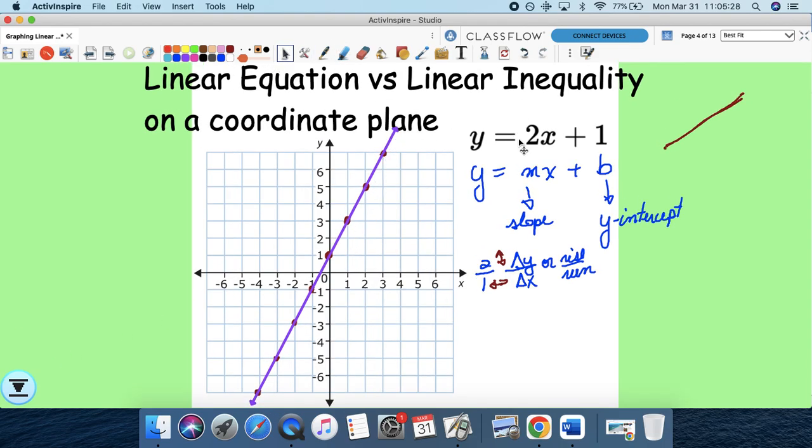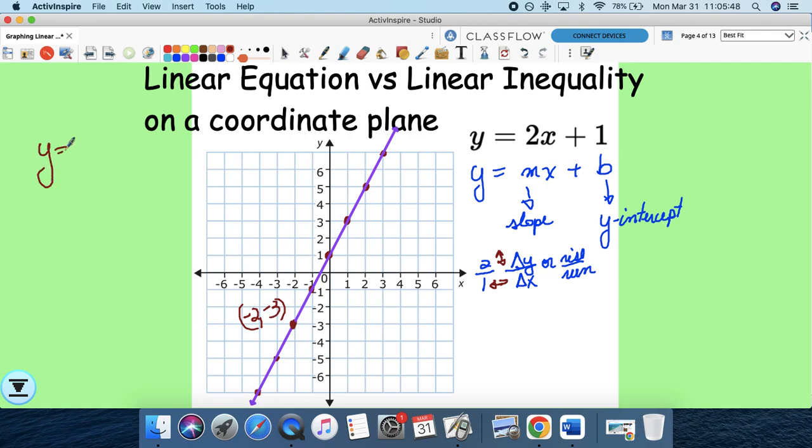y equals 2x plus 1. Now, in an equation, it means that any point on this line is a solution to the equation y equals 2x plus 1. Let's pick a point and test it out. So let's pick this point right here. This point here is (-2, -3), and let's plug it in our equation.